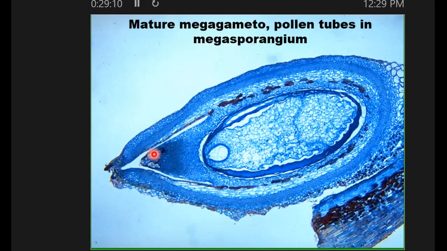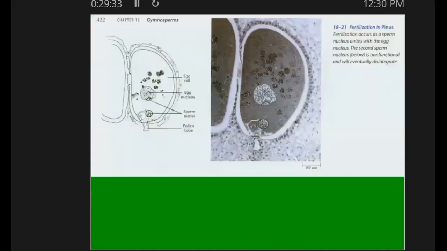So that pollen tube, we say it digests its way through all this megasporangium tissue. And then it has to find this archegonium with the big egg in there. So it takes a while to get that to happen, and the sperm aren't even ready yet. They're not there. But eventually, sperm will form, and they'll just go through that pollen tube, and no free water is necessary. This is a great image too.